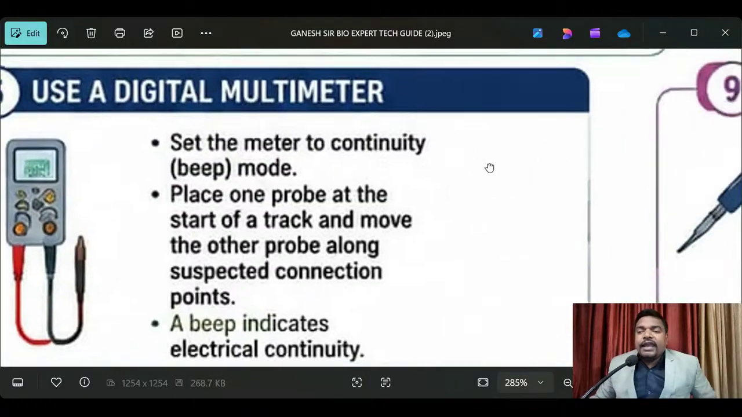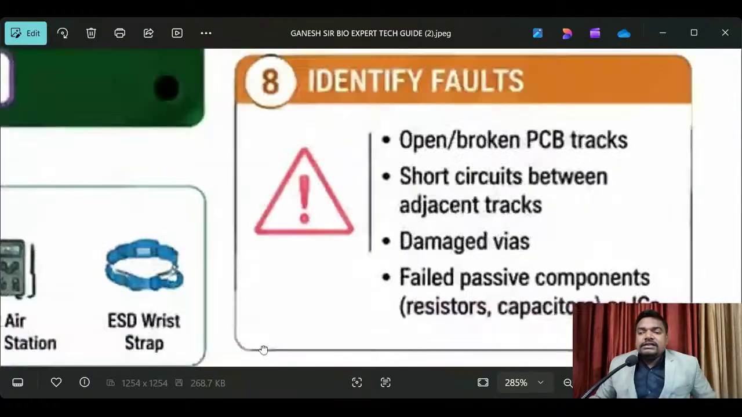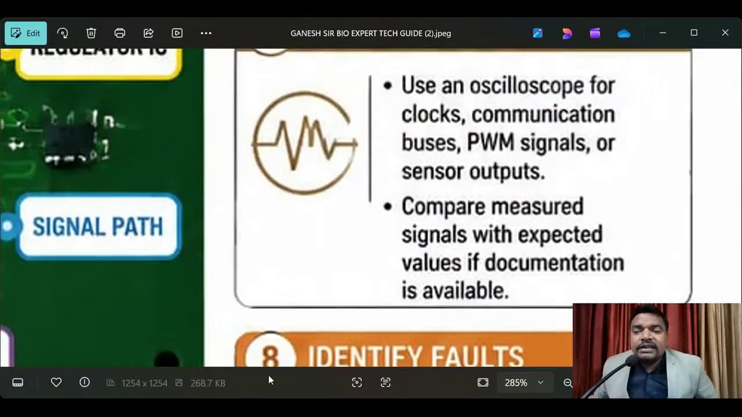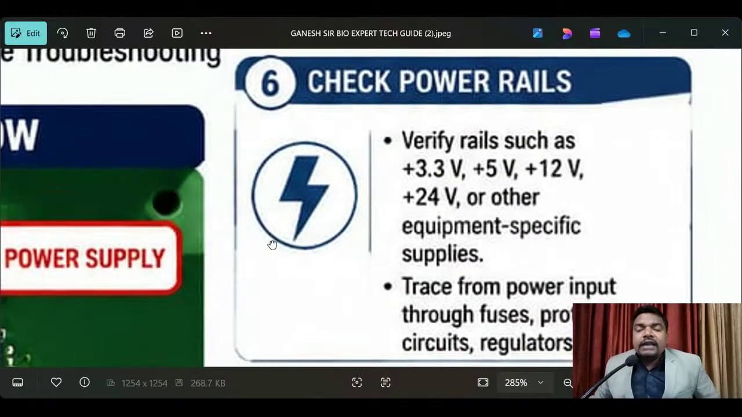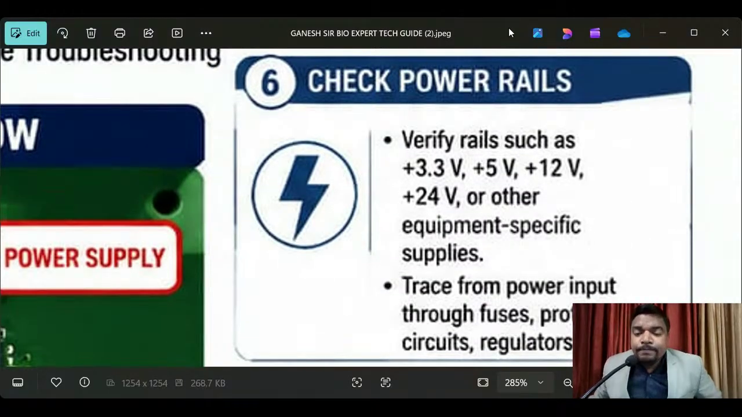Now the fifth point, okay? Next, come here. The sixth point, what I'm going to cover here, listen carefully. Very clear points I'm going to show you: check power rails. Understand? Again, the PCB tracing procedure is the fifth point. Here the sixth point: what needs to be checked and what things you have to keep in mind. Listen carefully. And check power rails.